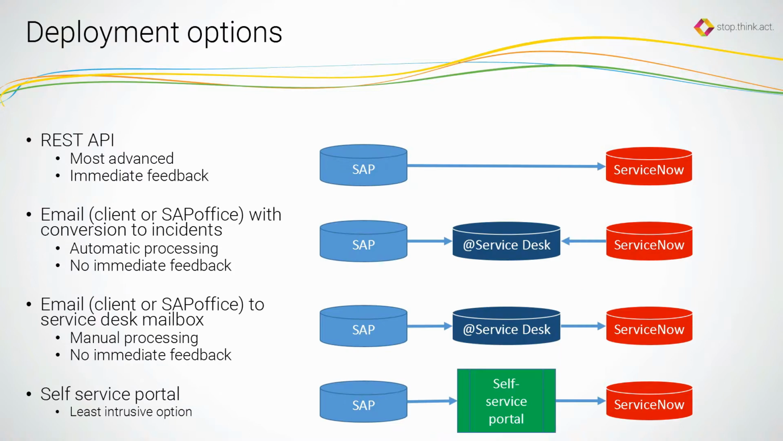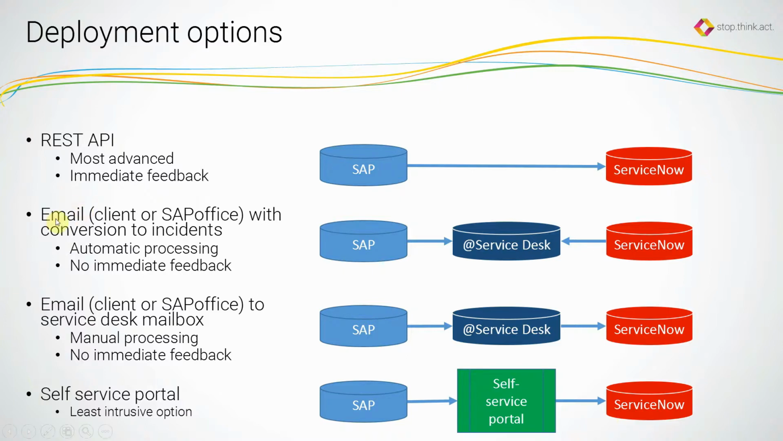So there are 4 fundamental deployment options. The first one is the REST API based integration. This is the one that we like the most, that's the most advanced. Basically here SAP connects to ServiceNow using a web service call. This has an additional benefit that you will have immediate feedback on the creation of the ticket. So if it fails, then you will have an error message. If it's successful, then you'll know that the ticket was created successfully.